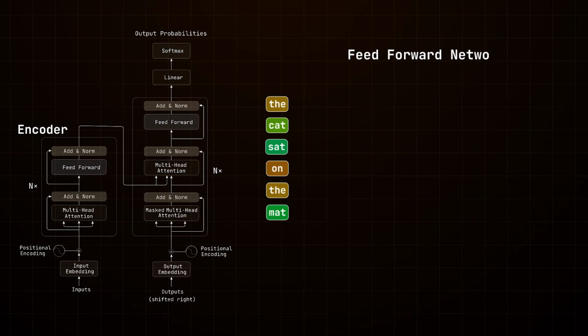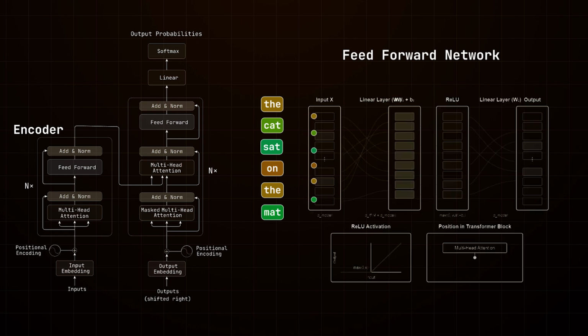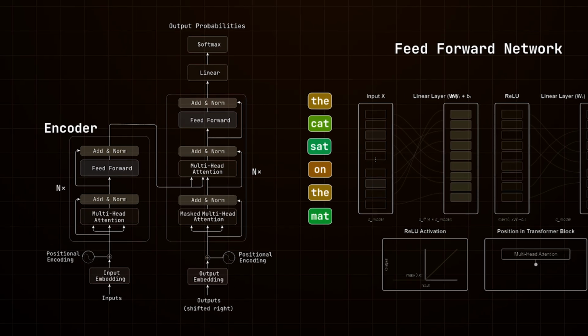Feed-forward network. Once self-attention is done, the output goes through a feed-forward network, FFN, two linear layers with a ReLU activation in between. This adds nonlinearity, making the model more powerful. A residual connection preserves important information, and layer normalization stabilizes training.